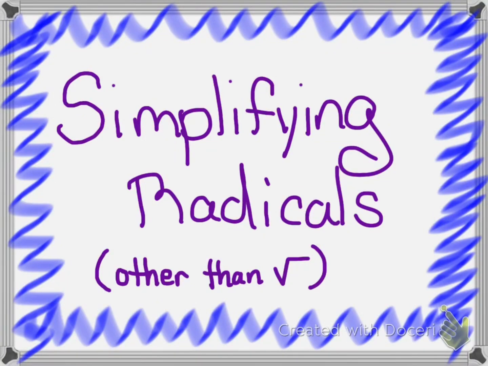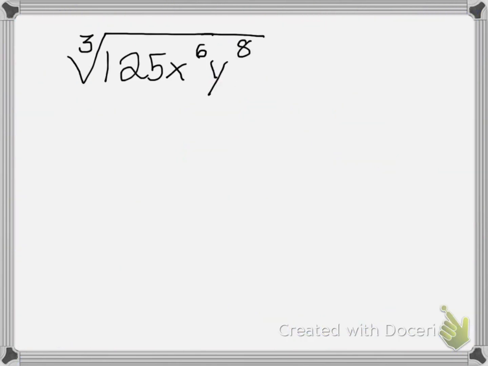In this video, I'm going to be teaching you guys how to simplify radicals that are other than square roots. Let's look at this first example. As you can see, it says the cube root of 125 times x to the power of 6 times y to the power of 8. Now, before we begin, let's pay attention to what my index is. As you can see, it's a 3.